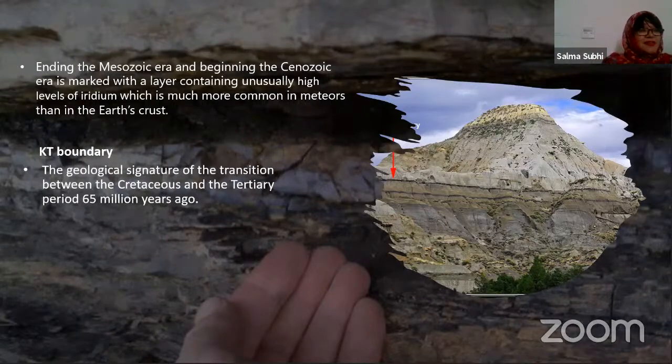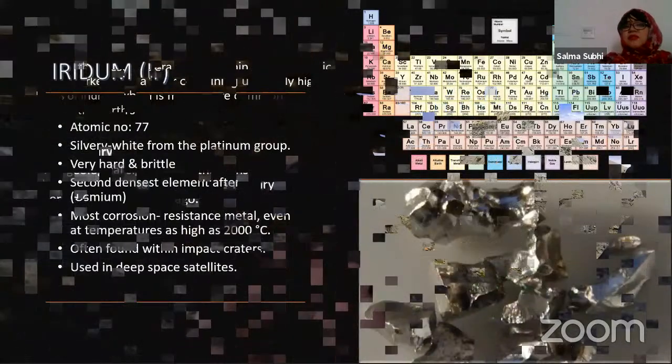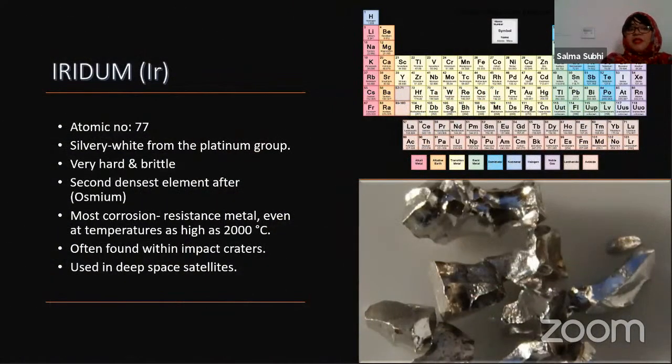So rock layers give us a clue. Let's find out what iridium is. Let me show you. This is iridium. It has atomic number 77, silvery white, from the platinum group, very hard and brittle, the second densest element after osmium, the most corrosion resistant metal even at temperatures as high as 2000 degrees centigrade, often found within impact craters, and used in deep space satellites.